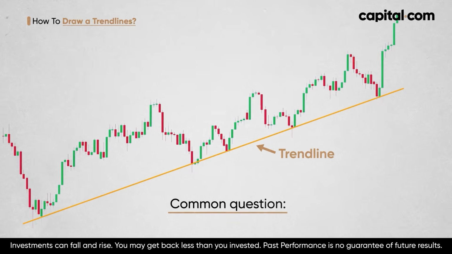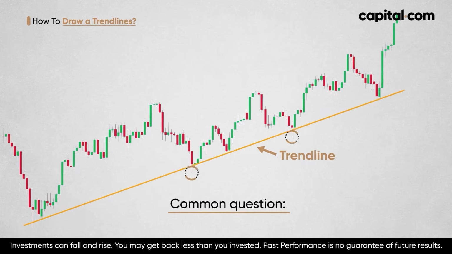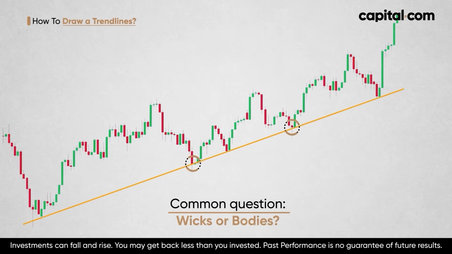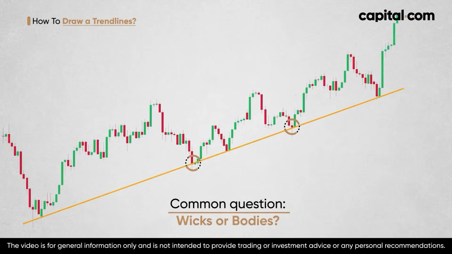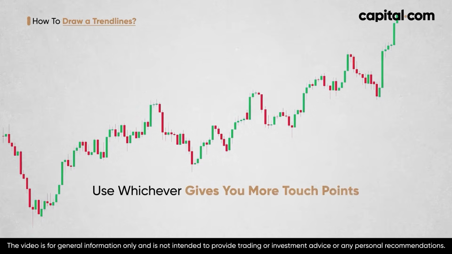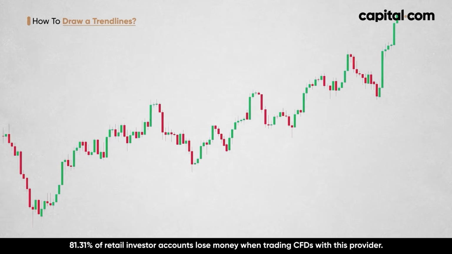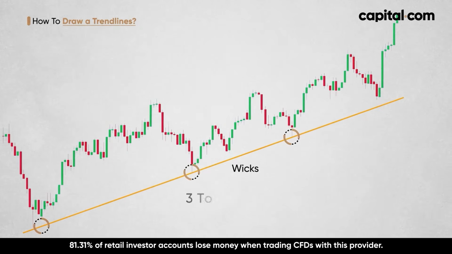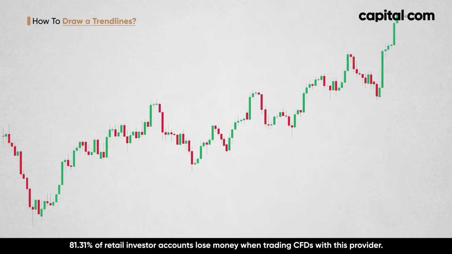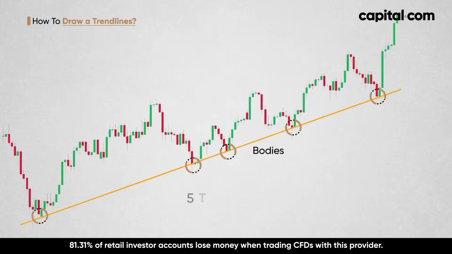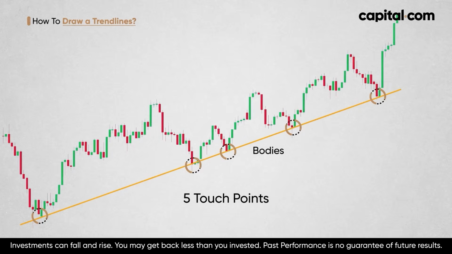A common question is whether to draw the trend lines using the wicks of the candles or the bodies. This is the part where most people get confused. The simple rule is this: use whichever gives you more touch points. In this chart, if we draw the line using the wicks, we get 3 touch points. But if we draw it using the candle bodies, we get 5 touch points. Since more touch points make the trend line stronger, we use the candle bodies here.